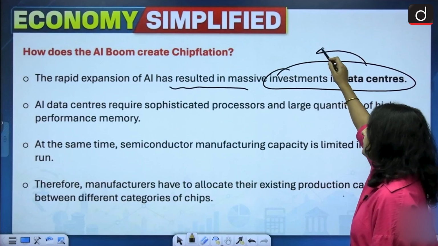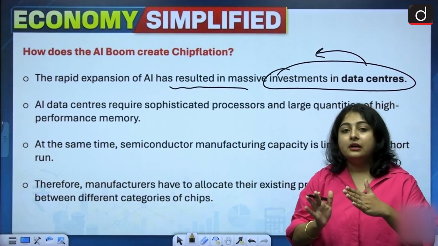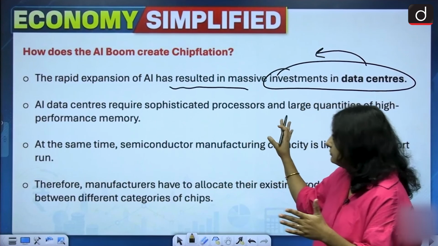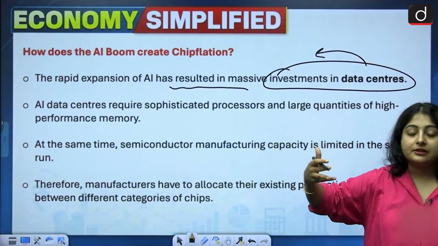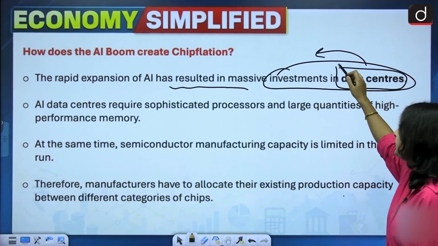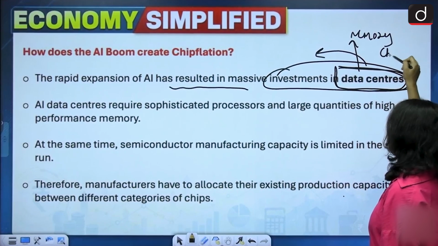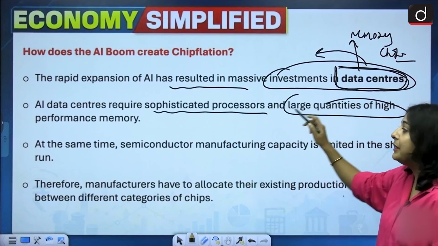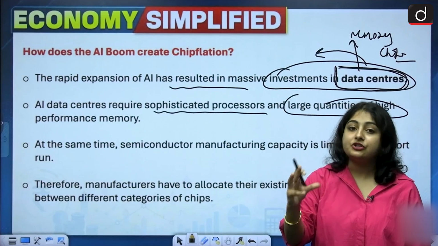Now, data centers are places where your data is stored and where our data is processed. Let's say if you are asking a question from ChatGPT that what is inflation or describe inflation. Now, while answering your question, your data will be processed. Then you will receive an answer. All of that huge computational power is required in data centers. And it is this data center which needs the memory chips. Okay, AI data center requires sophisticated processors and large quantity of high performance memory. So for this high performance memory chips or semiconductor chips is required.